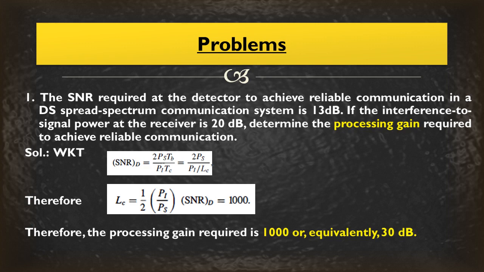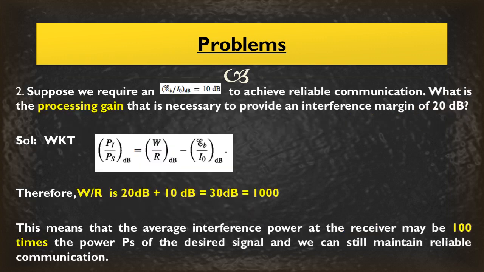So the formula for signal to noise ratio is this. In this formula I have to find out LC. Suppose we require an Eb by I naught of 10 dB to achieve reliable communication. What is the processing gain that is necessary to achieve an interference margin of 20 dB? I have to calculate again the processing gain. What they have given is the Eb by I naught ratio and the interference margin, jamming margin.